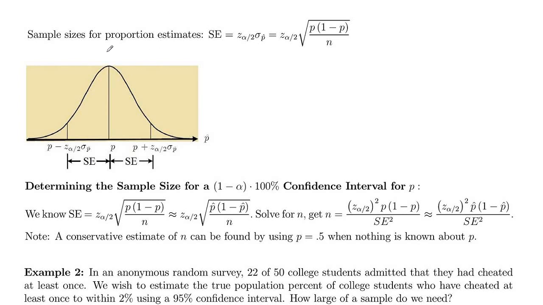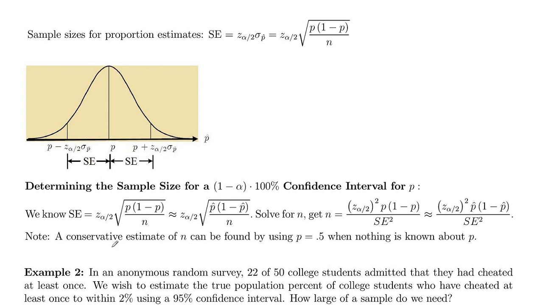We can also consider sample sizes here for proportion estimates. So there, the margin of error in the confidence interval is z alpha over 2 sigma p hat, which is here. And remember, we'd use p hat there if we don't know p. So here's a picture of our sampling error, or margin of error. You've got your population proportion in the middle of the sampling distribution, and then you add z alpha over 2 sigma p hat and subtract it.